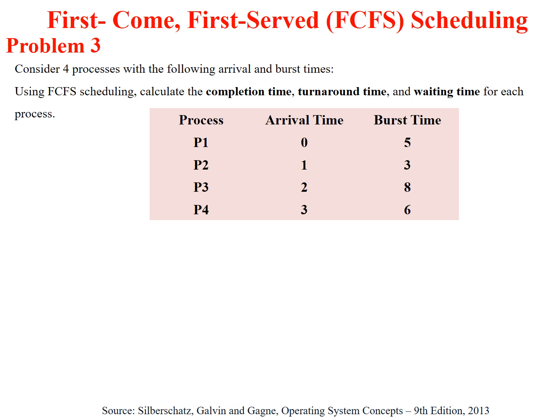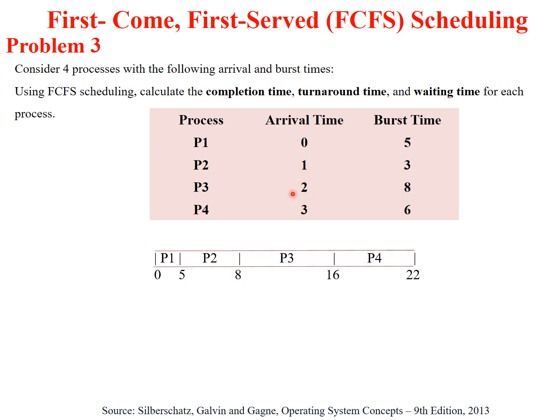In this problem, we have 4 processes and the arrival times and the burst times are given. We need to calculate the completion time, turnaround time and waiting time for each process. This is the Gantt chart for the given problem. At time 0, P1 begins. The burst time of P1 is 5. So it ends at 5. Then comes P2, which has arrived at time 1. The burst time of P2 is 3. So when it begins at 5, it will end at 8.